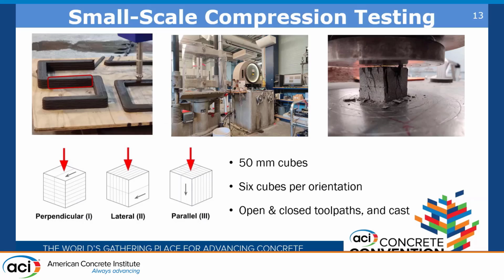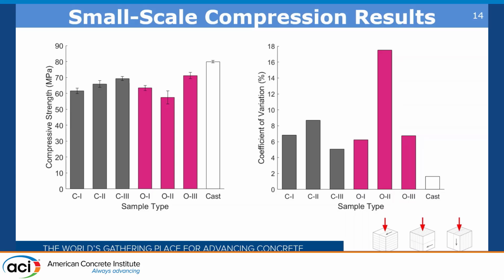And for testing, we tested the anisotropic properties of the mix, showing three different loading areas, which we denoted in accordance with their orientation to the toolpath. So we have orientation 1, which is perpendicular to the toolpath, orientation 2, which is lateral to the toolpath, and orientation 3, which is lateral to the toolpath direction. For each of these orientations, we tested 6 cubes in both open and closed toolpaths with additional cast cubes for comparison. Here are the results of these tests, which was also done at 28-day strength.